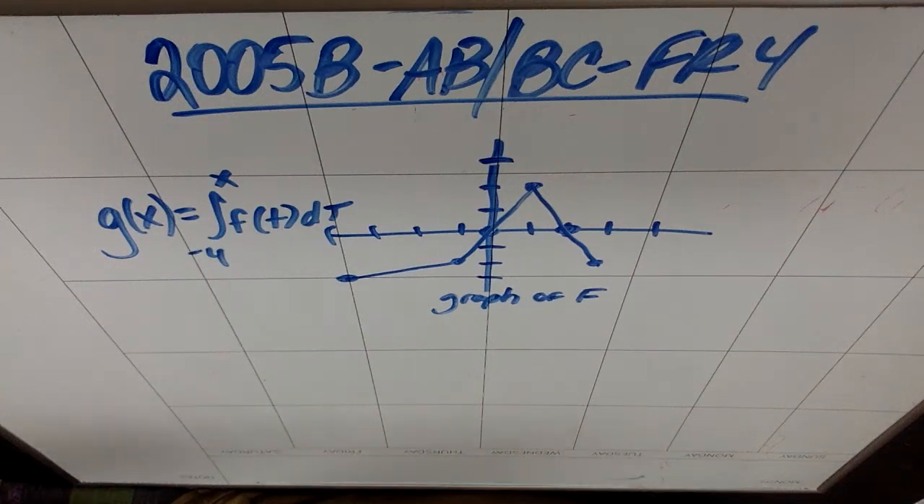We're back at AP Review. This is 2005 Form B, AB, BC Free Response 4.